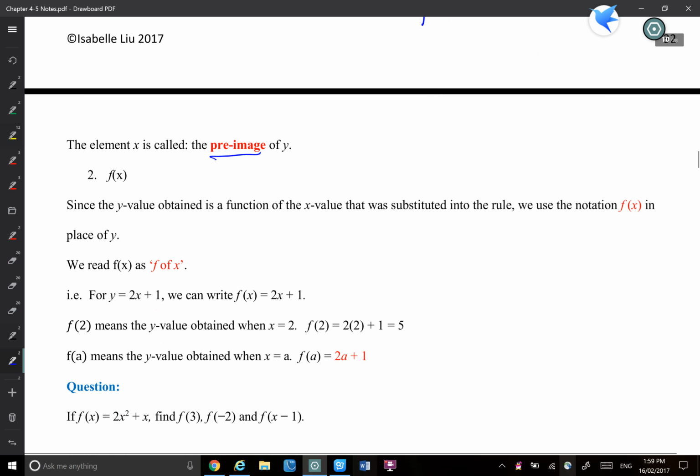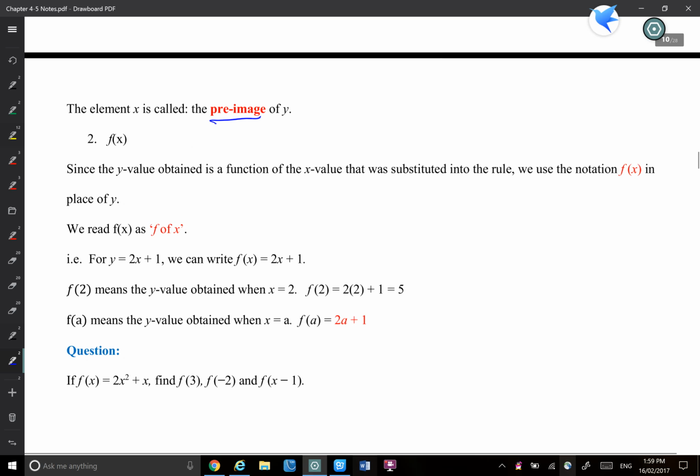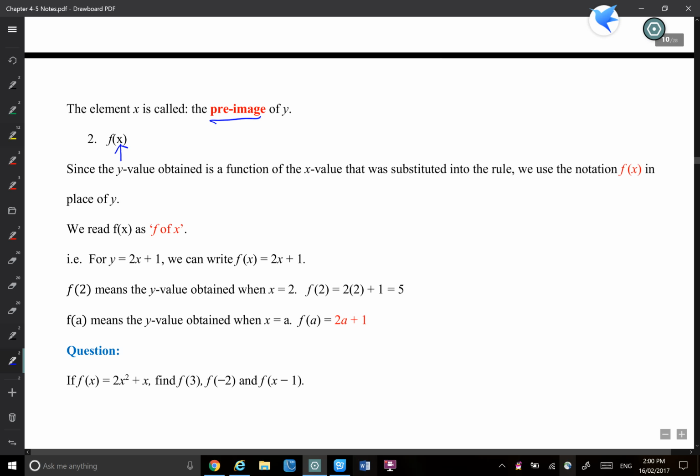So what is f(x)? Since the y value is obtained as a function of x by substitution into the rule, we use the notation f(x) in place of y. So basically we change y to f(x). It's not always x here. It depends on what variable you have for the rule. So if you have a squared plus a, then you will say f(a) equals this.